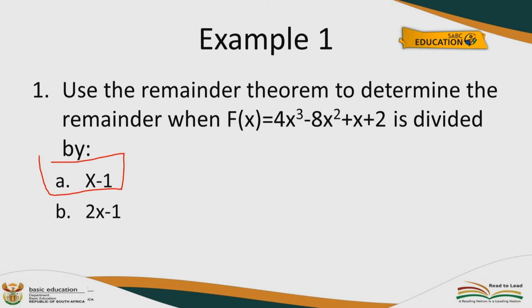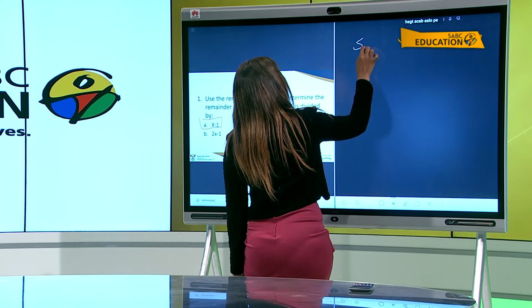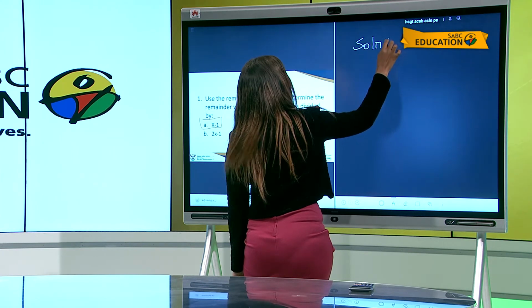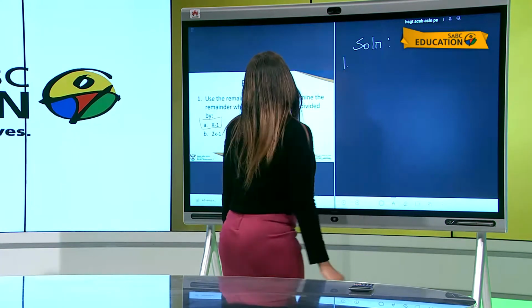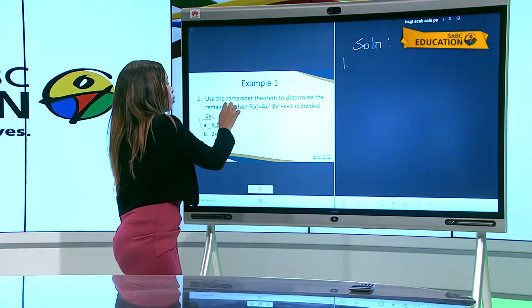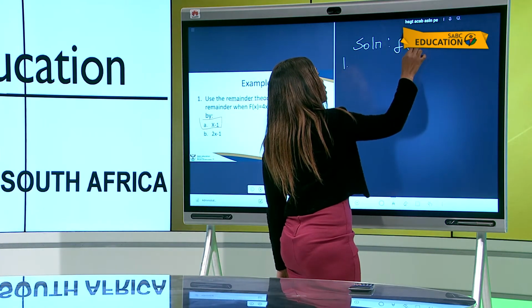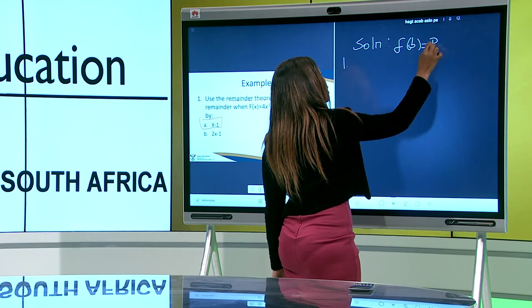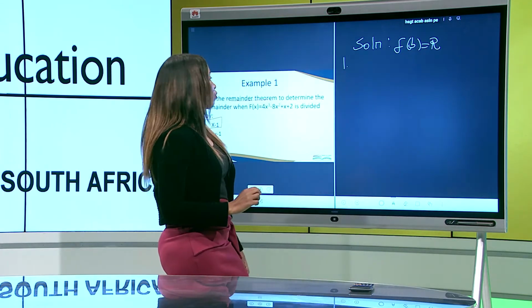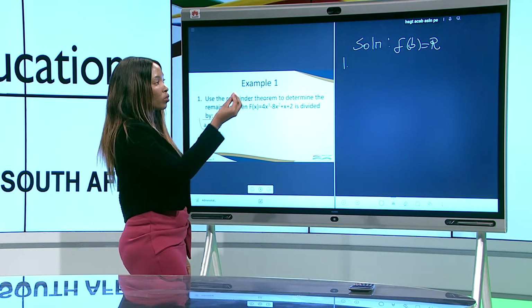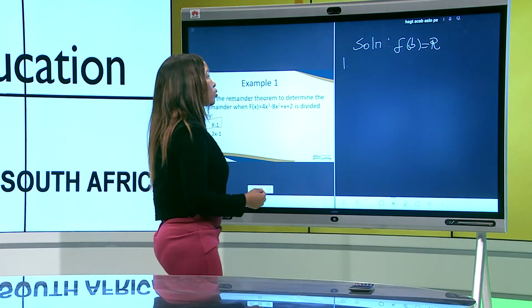Okay. Here, I'm going to write my solution. Number 1A. Remember, we said with the remainder theorem, our f at b must be equal to r, for remainder. For us to get the remainder, we need to find f at b.